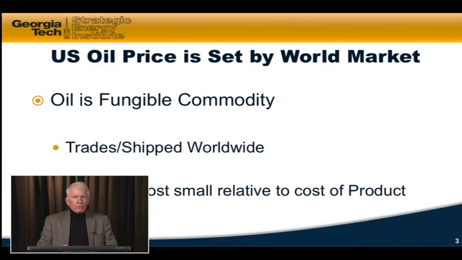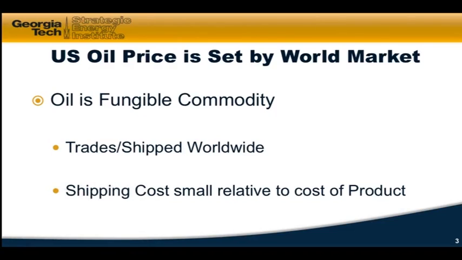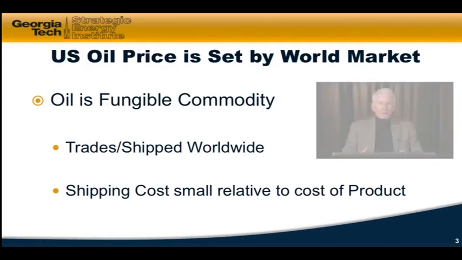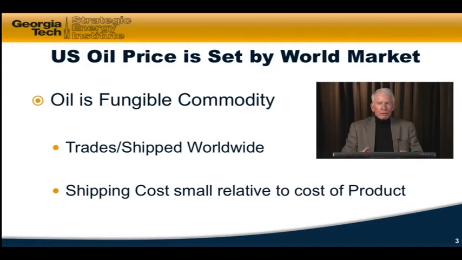It's what we call a fungible commodity. Fungible just means that it's a commodity, that oil is oil is oil, which isn't quite true. There are some varieties. There's Brent and there's crude, but there's light oil. There are different grades, but essentially they all are priced very similar. It's a fungible commodity like steel, and it's traded and shipped worldwide throughout the world.